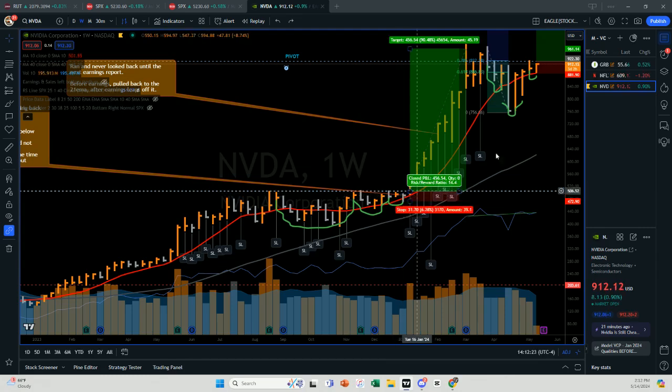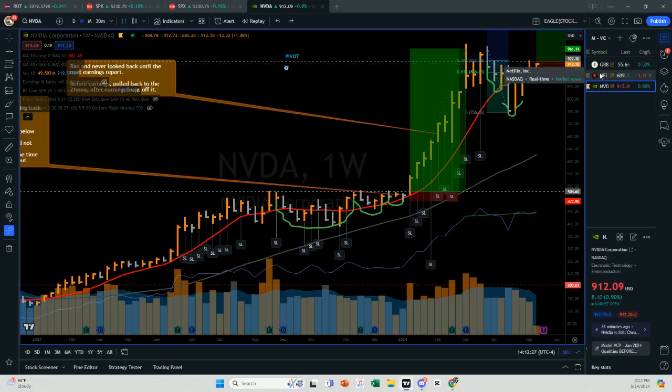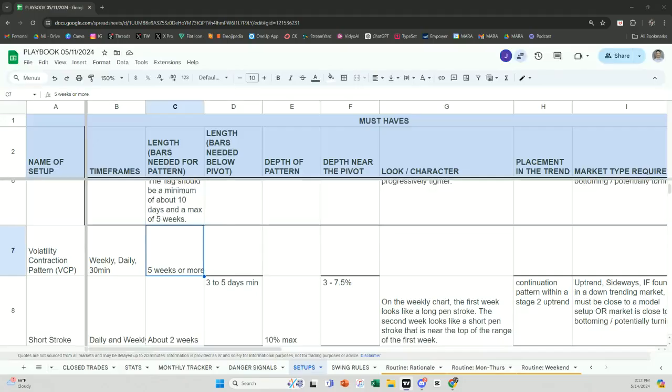Well, as we take a look at the examples in Netflix and in this other one, Green Brick Partners, I think it'll look a little bit more clear. But I want to still fill out the rest of what we have here. So 5 weeks or more for the pattern itself. Sometimes that pattern that we just looked at happened to be several months.